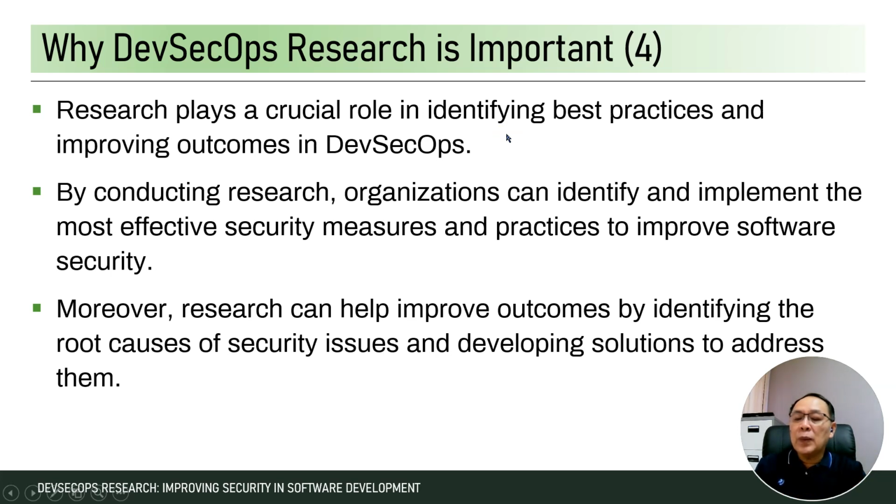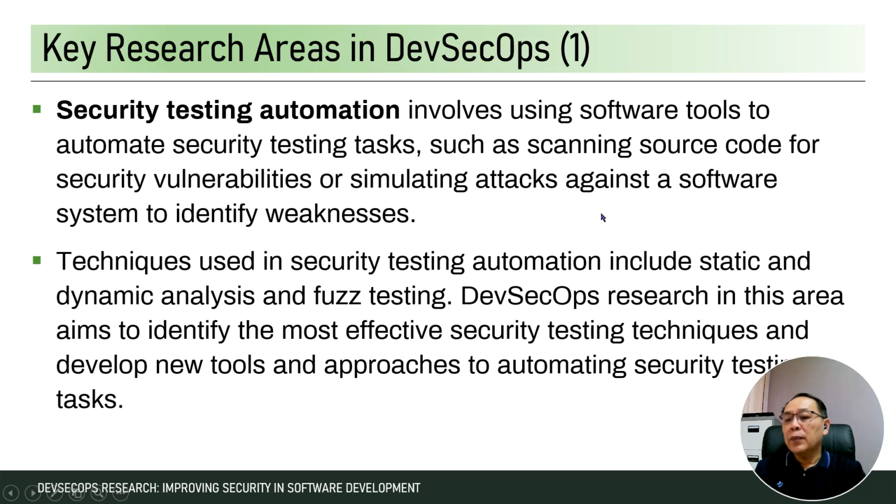And research plays a crucial role in identifying best practices and improving the outcomes of DevSecOps. By conducting research related to DevSecOps, organizations can identify and implement the most effective security measures and practices to improve software security. And as you know, research would improve the outcomes by identifying the root causes of security issues and developing solutions to address them.